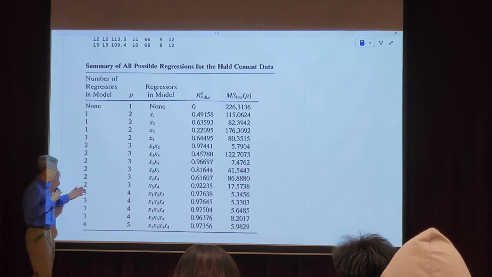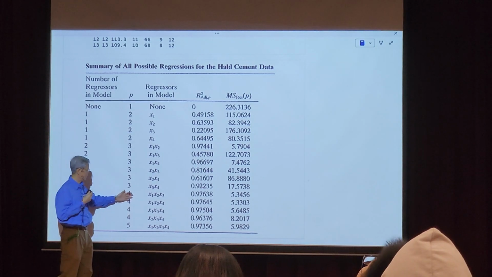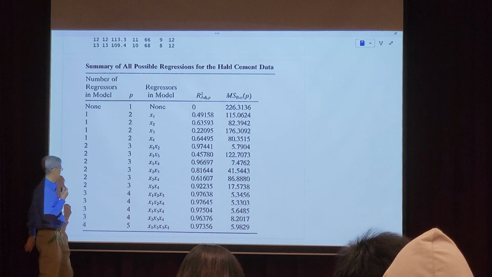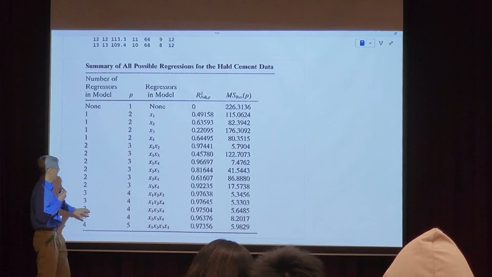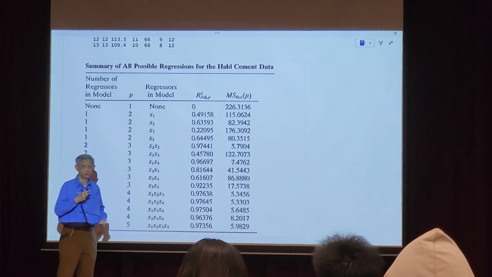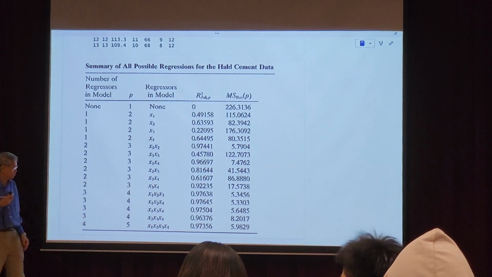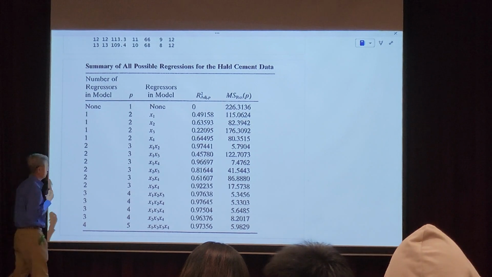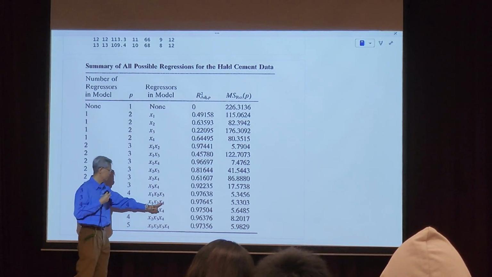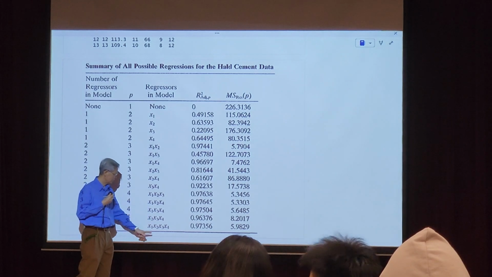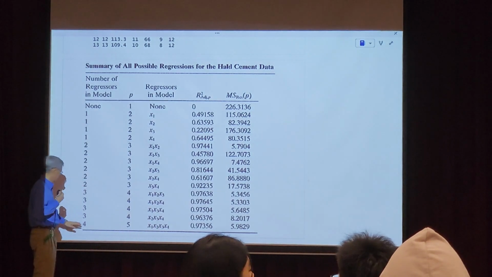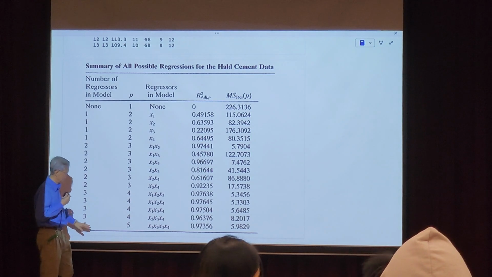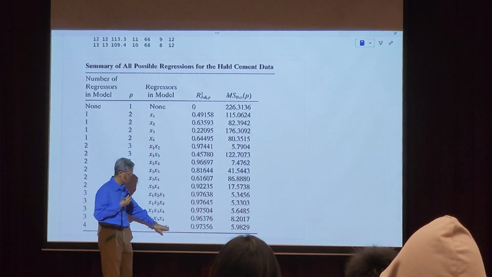Or you can consider 3 of them. 4 choose 3. There are 4 possible ways. So either X4 is not there, or X3 not there, or X2 not there, or X1 not there. Or you can choose all 4. So here's a model where you consider all 4.